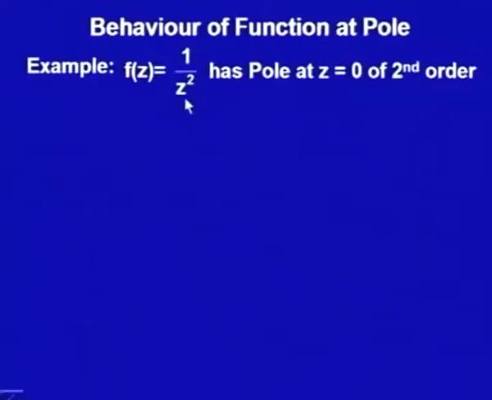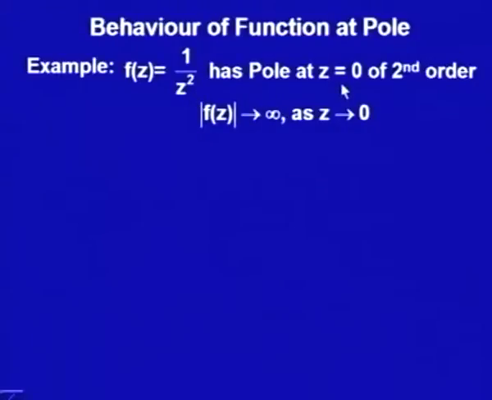Now, how is it behaving near this 0? If z is approaching 0 from any side, we are not on the real line, we are on the complex plane. In the complex plane, we are talking about a function of 2 variables. All these things you had of course learned in limits and derivatives. So, we do know that f z will approach infinity as z approaches 0 in any manner.